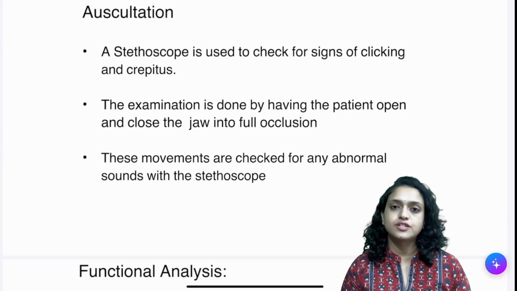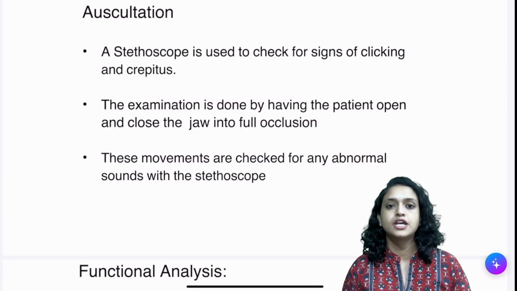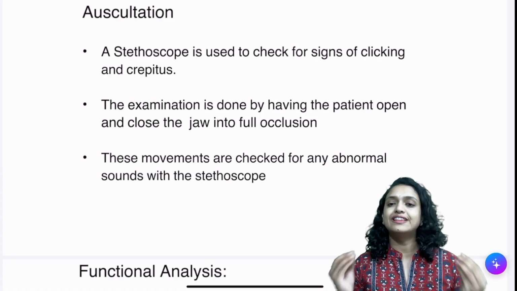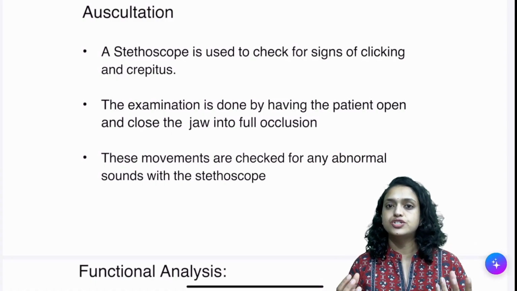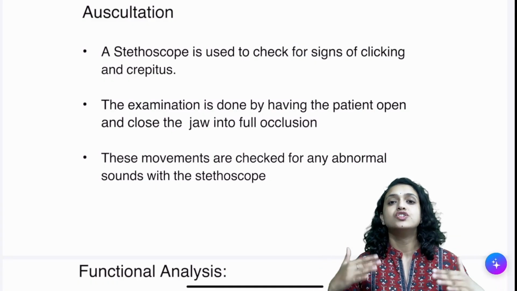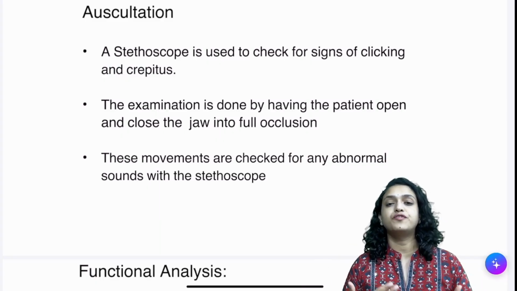You use a stethoscope to auscultate for any signs of clicking and crepitus. So you ask the patient to open the mouth and close the mouth and check when the clicking or the crepitus is seen. Is it seen during opening the mouth or is it seen during closing the mouth? So this can indicate different types of TMJ disorders.